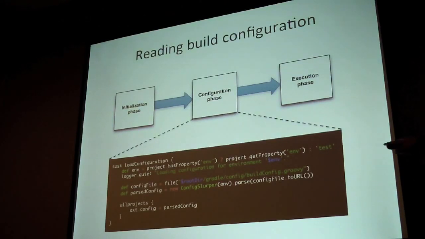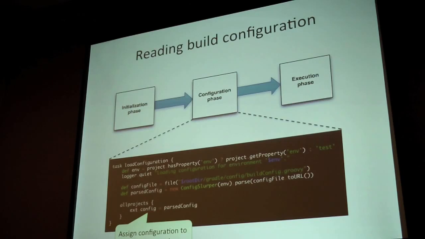We just log it here, and then later on, we use the config_sloper to parse that file, which sits in Gradle config build config.groovy. And then we can say, well, assign this configuration to a specific extra property to all projects of our build, which is kind of nice, because now we can use the config property to read any kind of configuration value that we defined before.